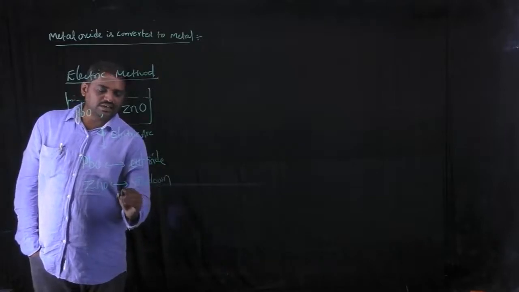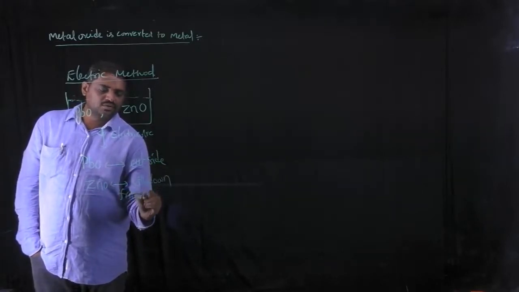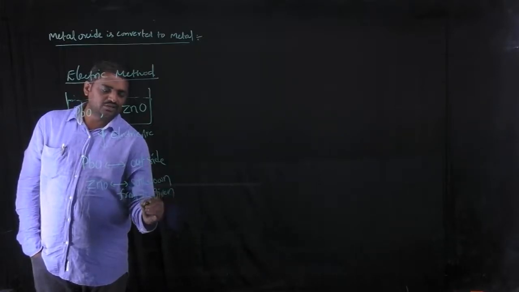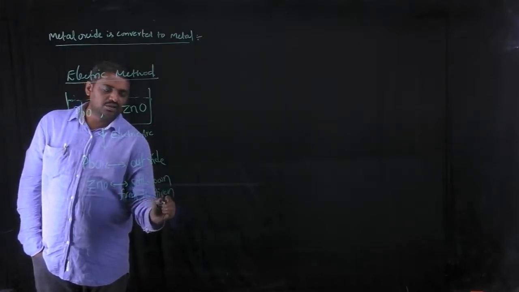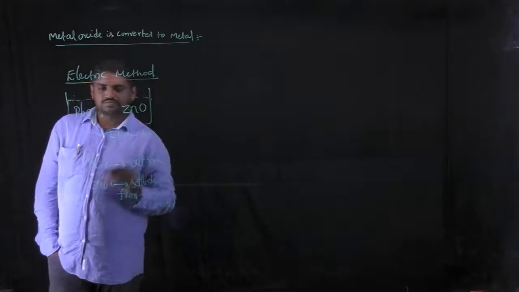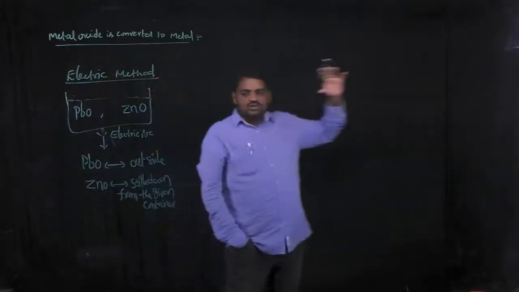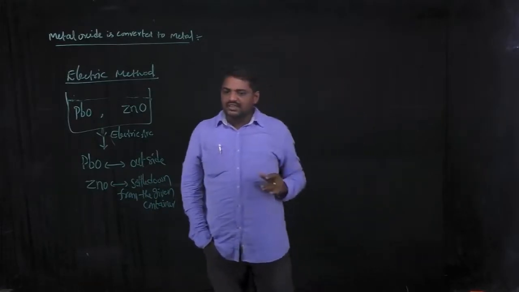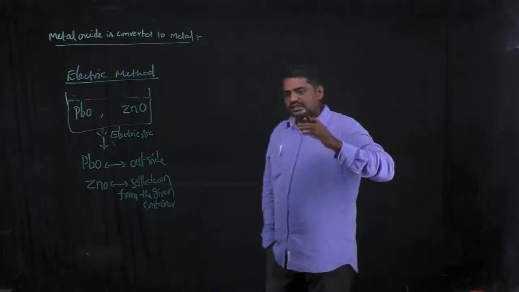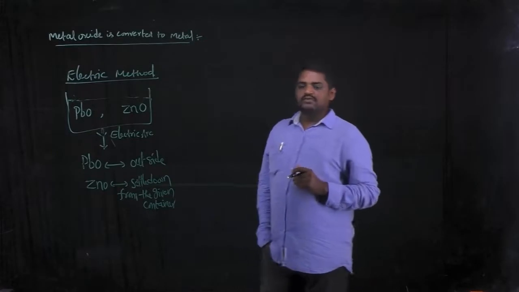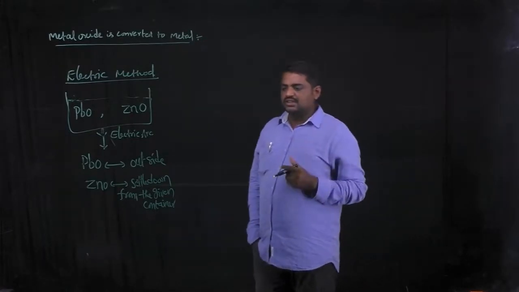The zinc oxide is settled down from the given container. Okay, the lead oxide is thrown away outside from the given container. Why? What is the reason? The zinc oxide is settled down in the given container. Why? What is the reason?